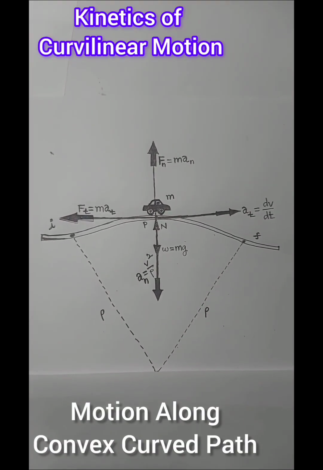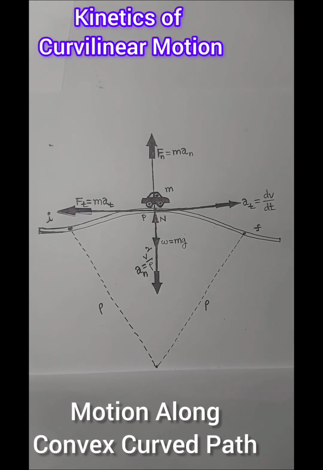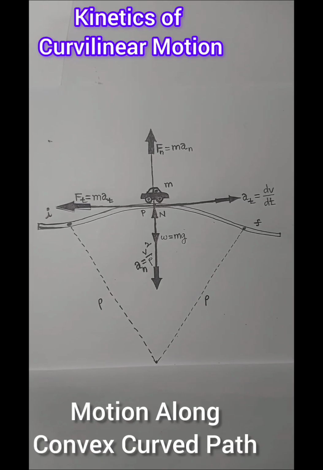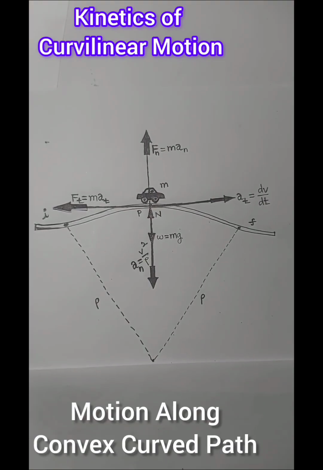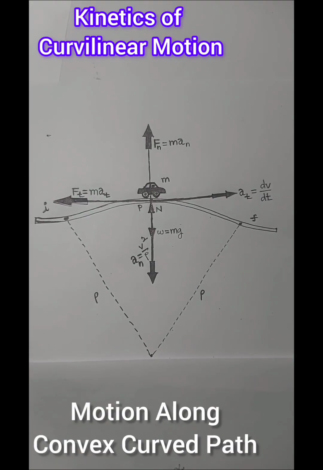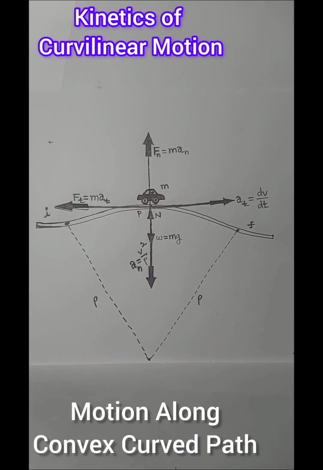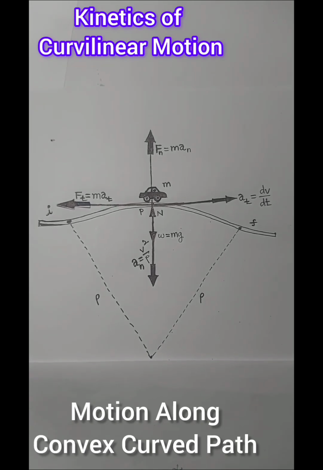While we are applying the equation of dynamic equilibrium along the normal direction, the forces which are acting along the normal acceleration are considered as positive. Opposite to normal acceleration, if any force is acting, it is considered as negative. The force which is acting along the tangential direction or tangential acceleration is considered as positive. The force acting opposite to the tangential acceleration direction is considered as negative.